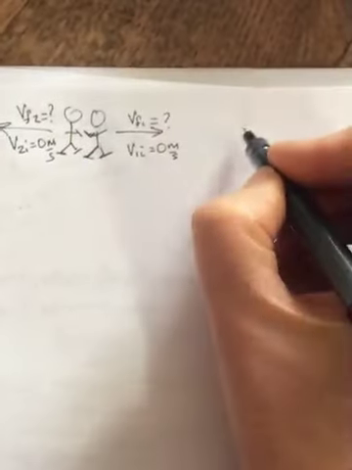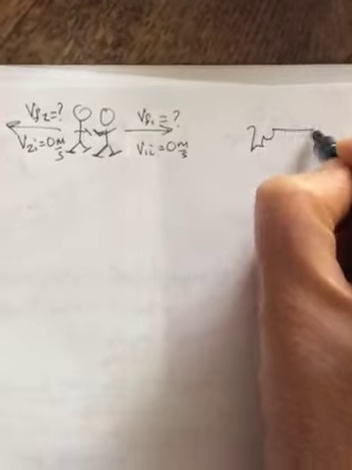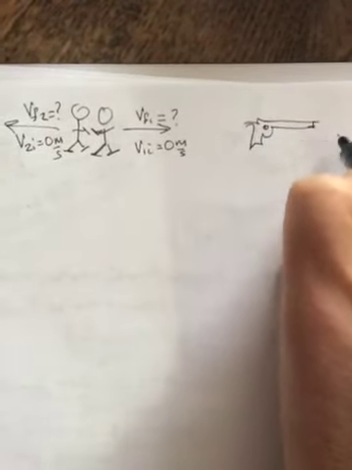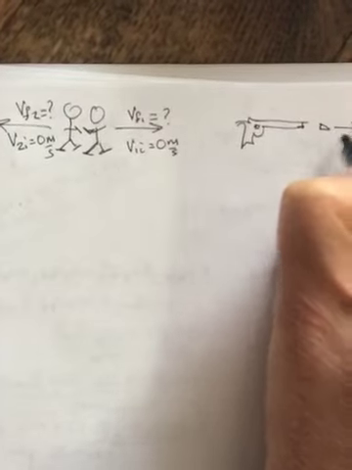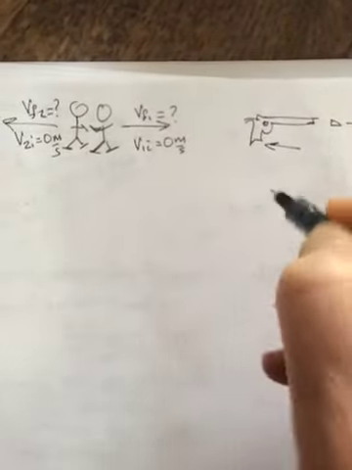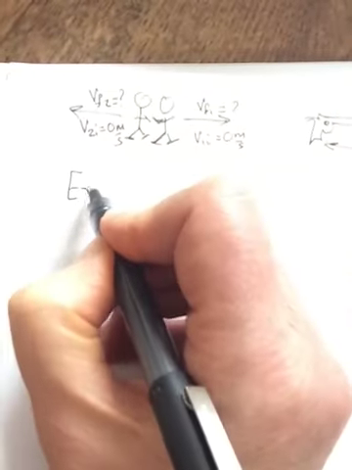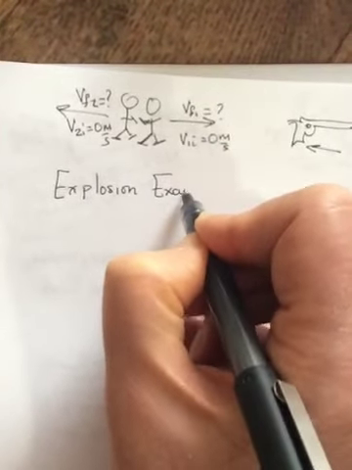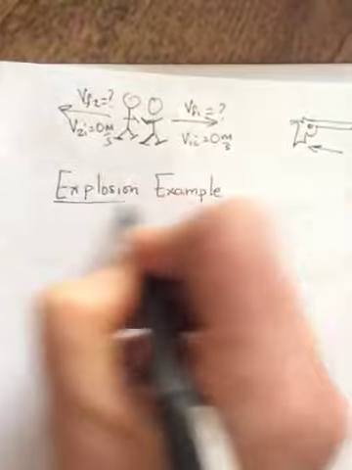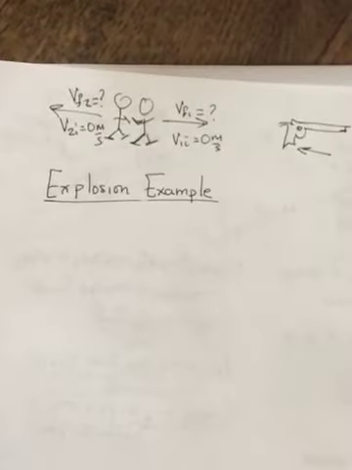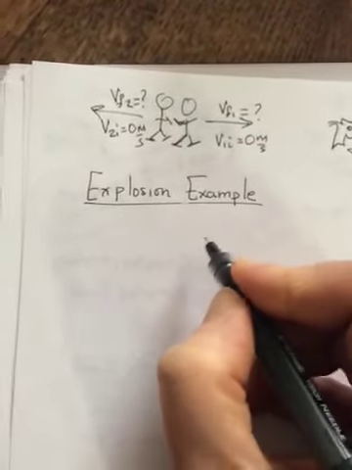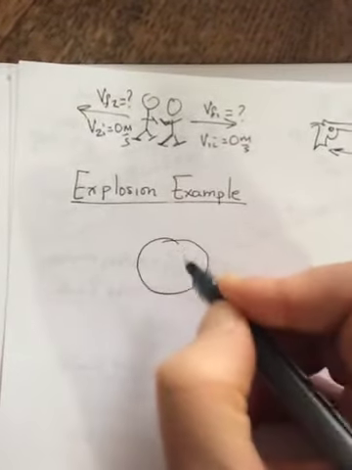Another example would have been like a gun with a bullet in it, right? And so initially, both of them are at rest, and then the bullet goes one way and the gun kicks back. So we're going to do the same thing with an explosion example, except this time it's going to be 2 dimensions. Okay, so explosion example. And we're going to run out of time to do it, but we will start it and then we will switch. We will finish it in the next video. So it's a 30 kilogram object and it's going to explode into 3 pieces.